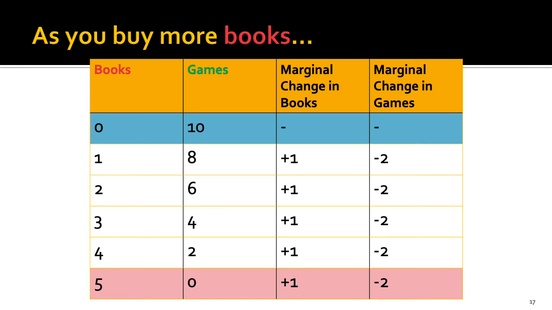So as you buy more books, what's happening? Well, let's look at the marginal changes, right? So what's happening after every single decision? So when I decide to buy one book, what happens? Well, I must give up 2 games. So what are the marginal changes? The marginal change is I got plus 1 book, but I lost 2 games.